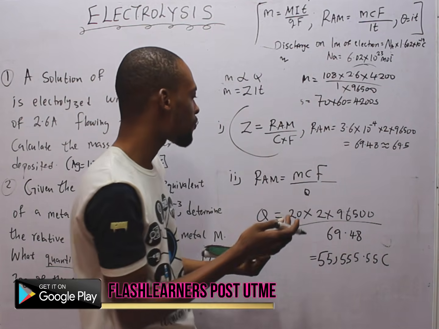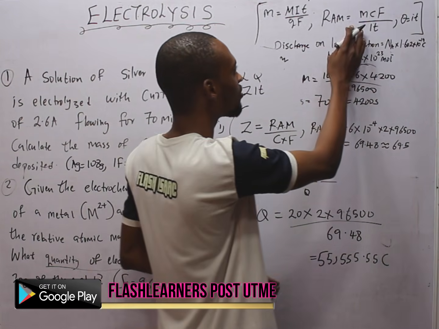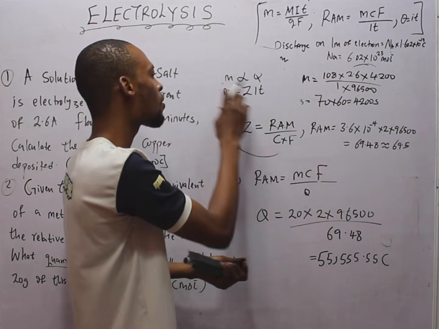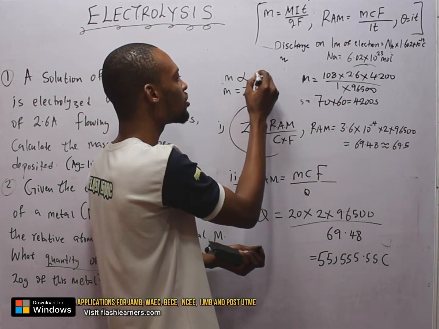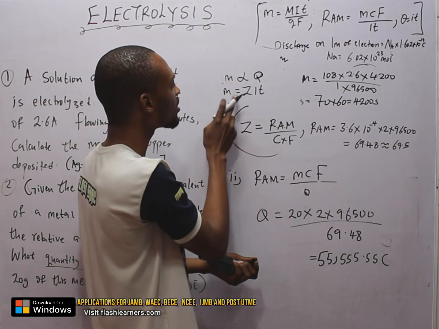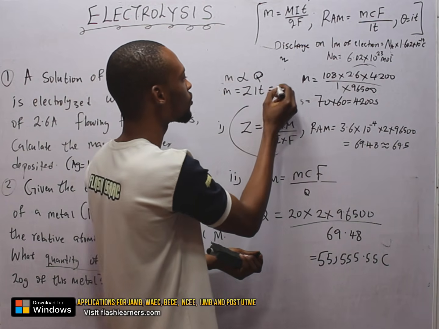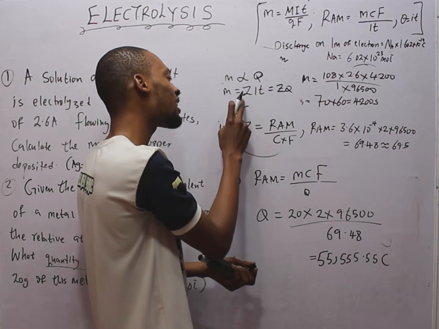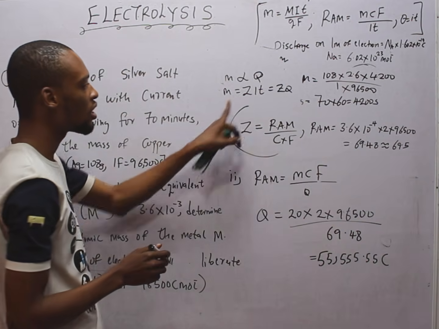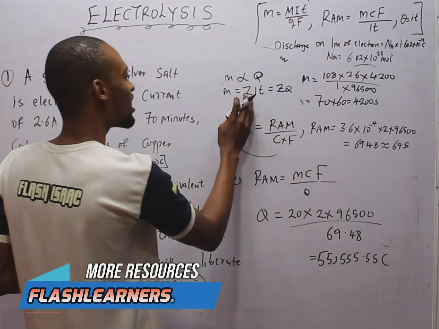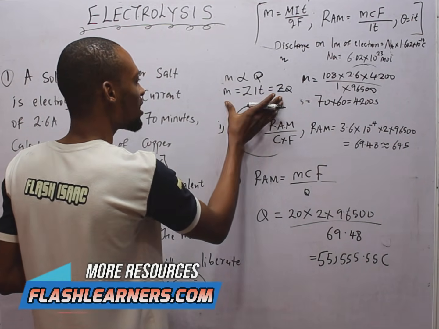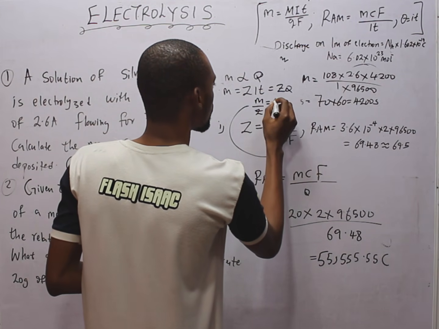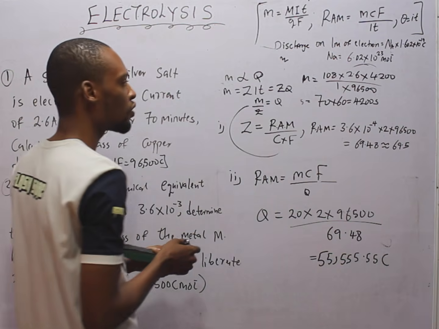So take note of this formula, take note of this and that. You simply substitute. Now this formula is the same thing as this. Remember I told you that Q is equal to IT. And from Faraday's first law, mass is directly proportional to quantity of charge, and mass is equal to ZQ or ZIT, where IT is equal to Q, and where Z is the electrochemical equivalent. So you can get your Z or I or T or Q from here as well, where M over Z is equal to Q, quantity of charge.